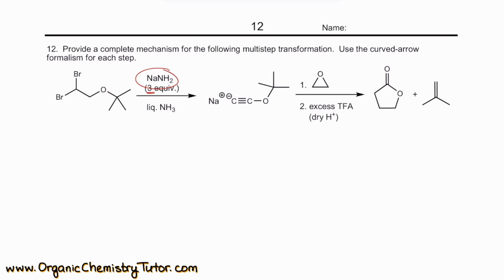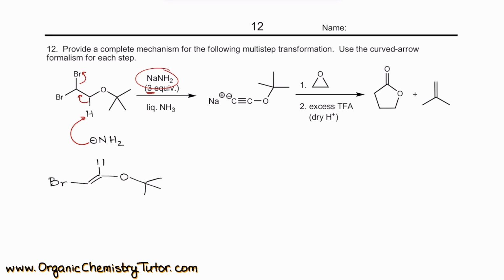So step number one here is going to pull off one of these protons with our amide. So I'm going to show NH2 minus over here, coming in and doing the E2 reaction, pulling the proton off and kicking one of our bromines out. So what that is going to give us will be bromine, then we have our double bond, then we have oxygen, and then we have that tert-butyl sitting there.